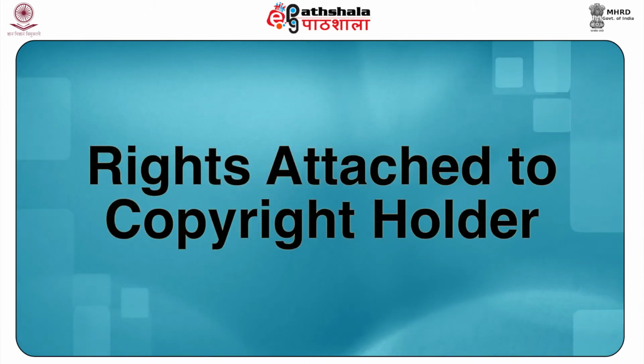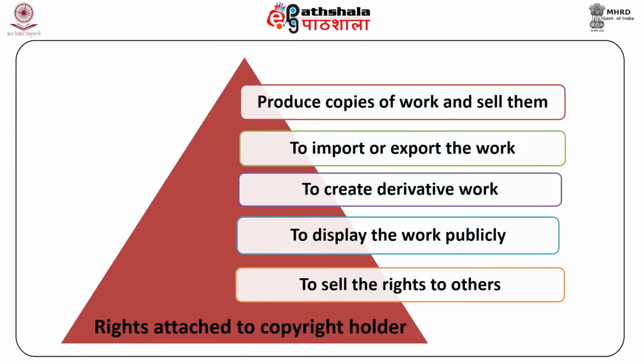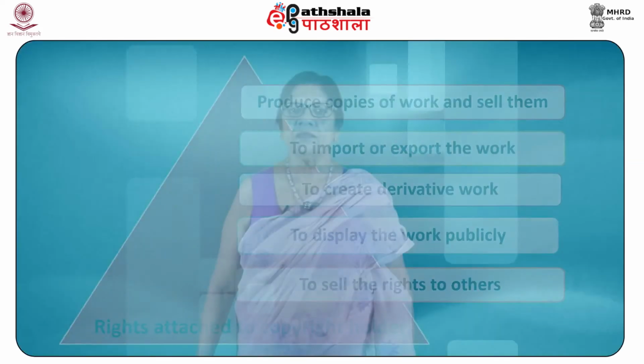Let's look at the rights attached to the copyright holder. One, produce copies of the work and sell them. Two, import or export the work, or create derivative work. Display the work publicly. Sell the rights to others.